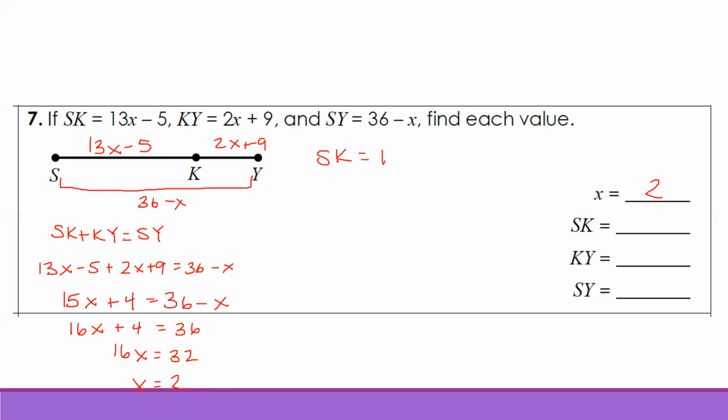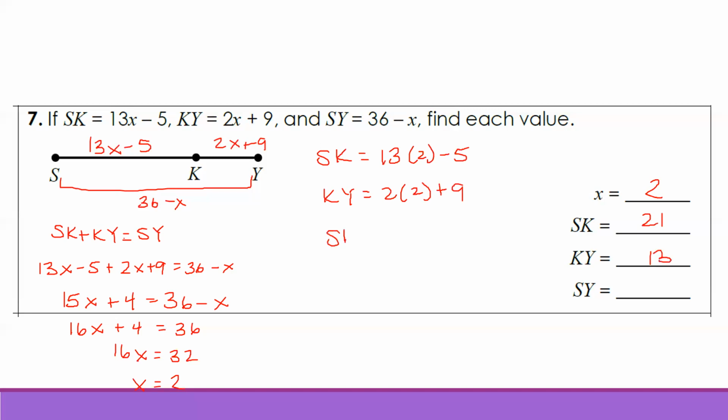So for SK, that'll be 13 times 2 minus 5. You're welcome to use a calculator for this. We get 21. For KY, 2 times 2 plus 9, we get 13.